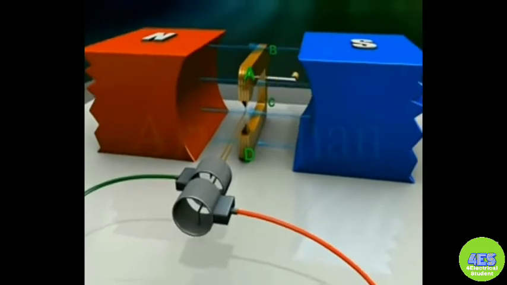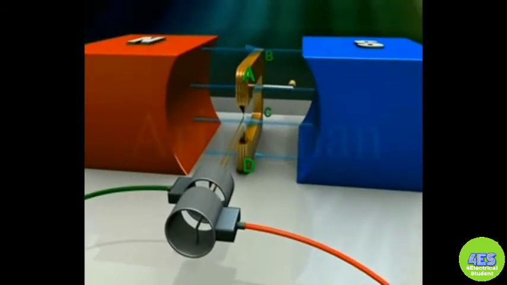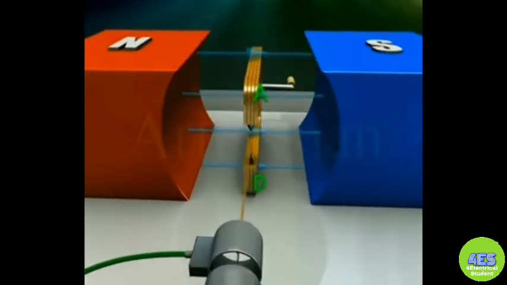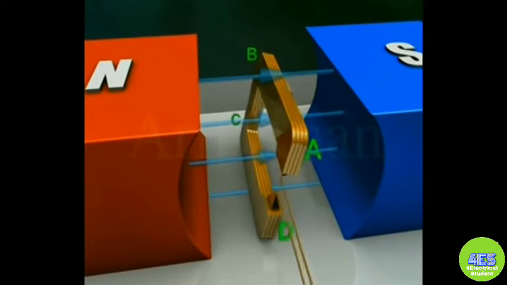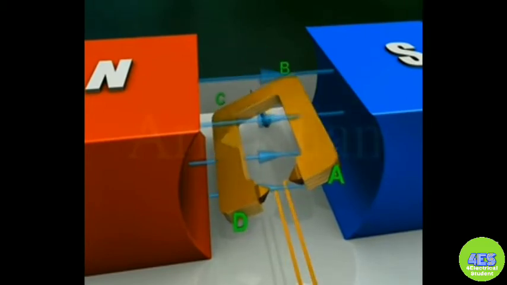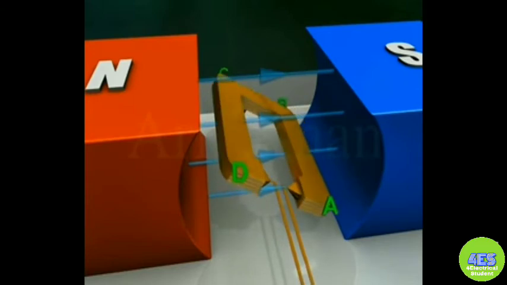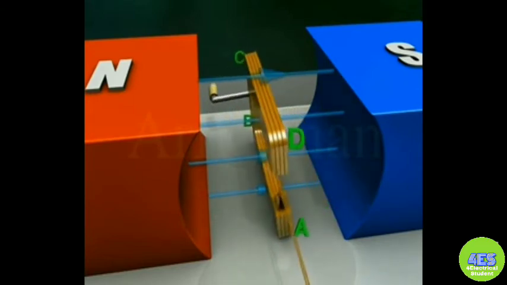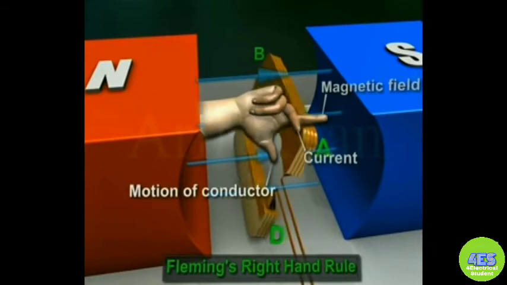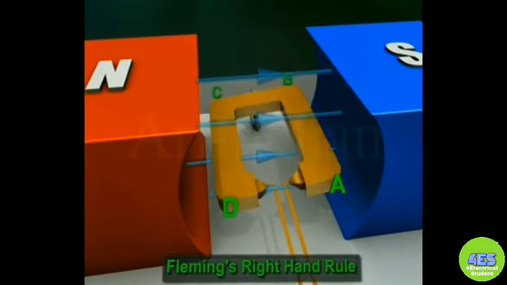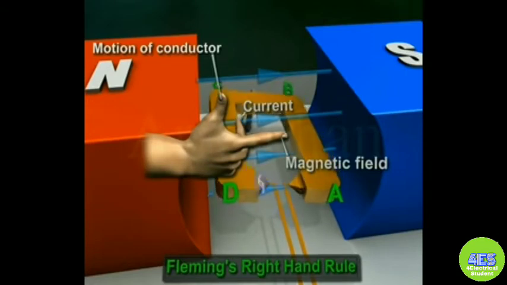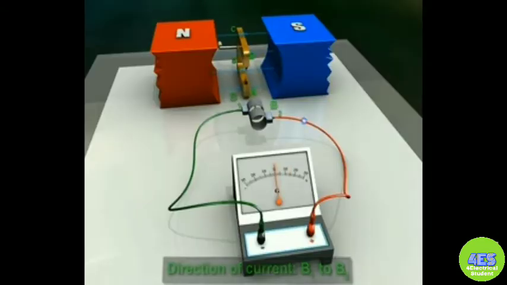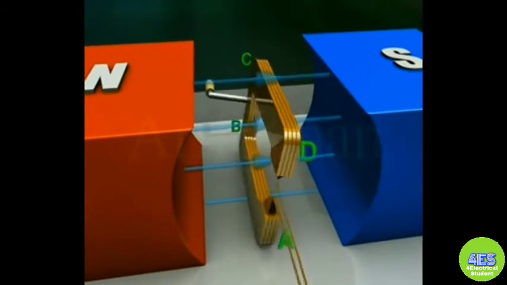Initially, the armature ABCD is vertical with its arm AB up and CD down. The direction of the magnetic field is from left to right. As the armature undergoes half rotation clockwise, arm AB moves down while arm CD moves up. According to Fleming's right hand rule, the current will flow in the direction DCBA. So the current flows from B1 to B2 through the galvanometer.